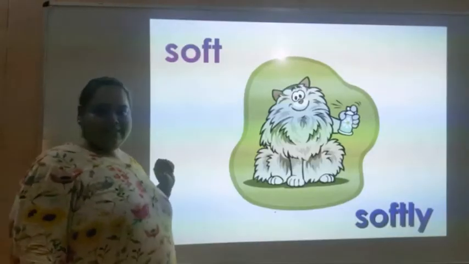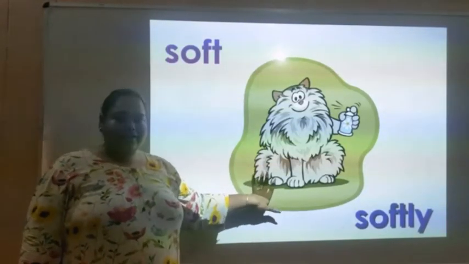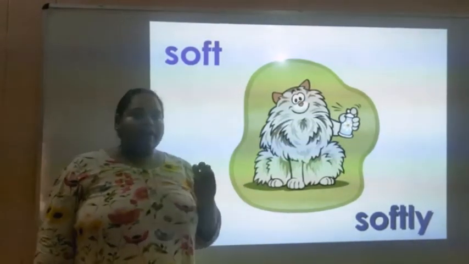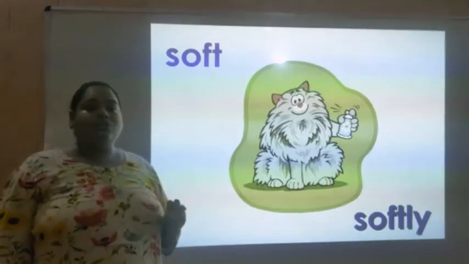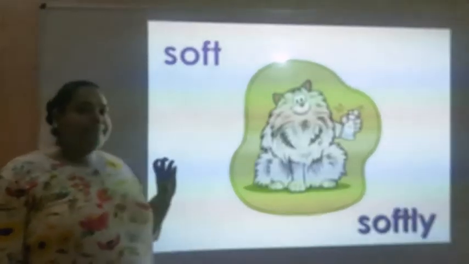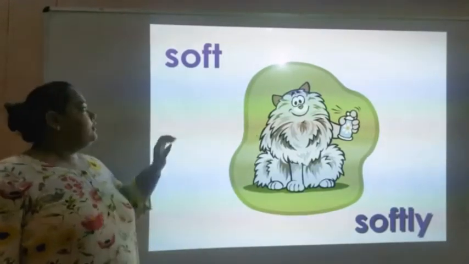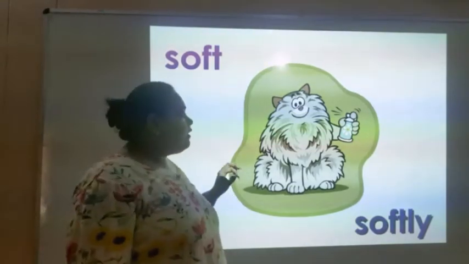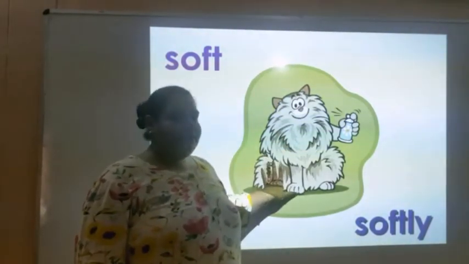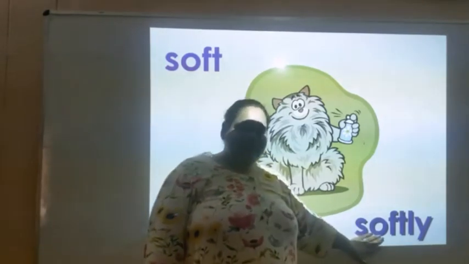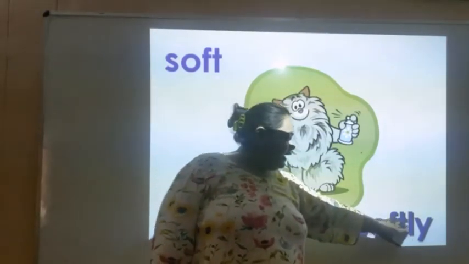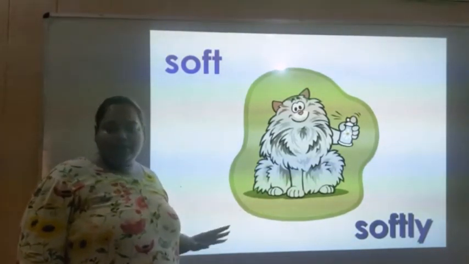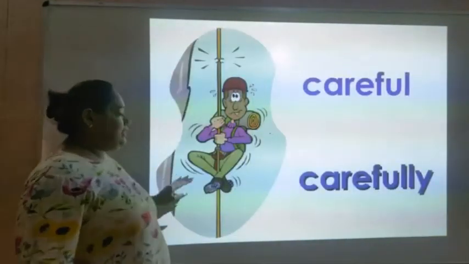Moving ahead. Let's see this example. Here is a cat. It is making a soft noise. It is purring. When a cat makes soft noises, it is known as purr. P-U-R-R, purr. It is making some soft noise. Or we can say the cat is purring softly. S-O-F-T-L-Y. Softly. The cat is purring softly. Moving ahead.